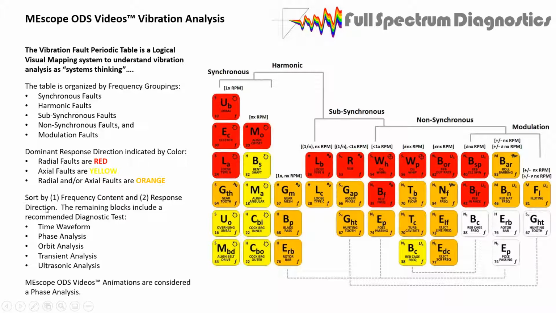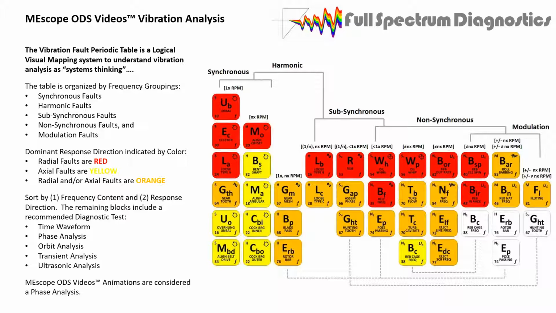Okay, so my 5 different tests are: you do a time waveform, a phase analysis, an orbit analysis, some transient analysis, or ultrasonic analysis. So what I just explained to you is something that you can follow. Okay, you might not know how to do a time waveform or a phase analysis. You don't know what a spectrum is, but you get the idea. It's a frequency group, direction, and then do a diagnostic to sort it all out.